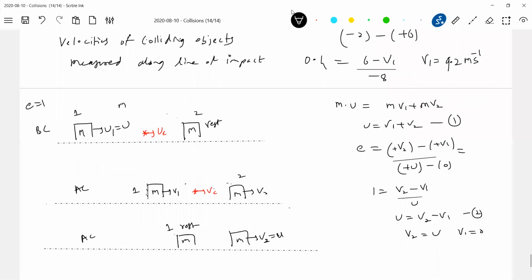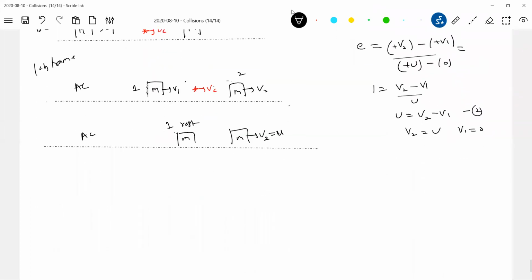Okay, let's see how the system will appear in the center of mass frame. This is in the lab frame. To analyze in the center of mass frame, we should know the velocities of the colliding bodies in the center of mass frame. So I'll proceed like this. Initial velocity of the first body with respect to center of mass should be U1 minus UC. U1 is U, velocity of center of mass is U by 2.